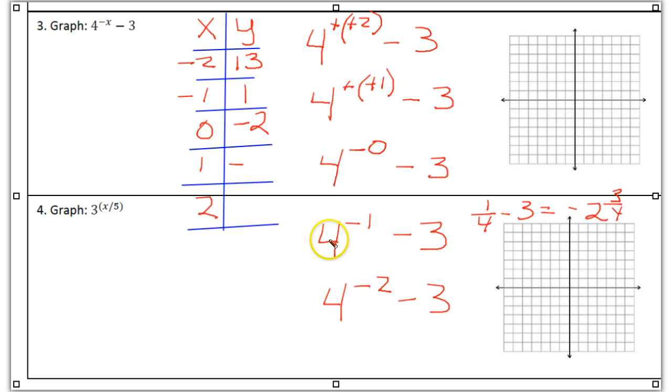Now here, 4 to the negative 1 is 1/4. Minus 3 gives me a negative 2 3/4. Now 4 to the negative 2 is 1/16. Minus 3, this will be a negative 2 15/16.